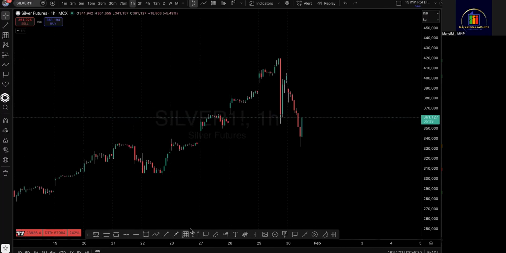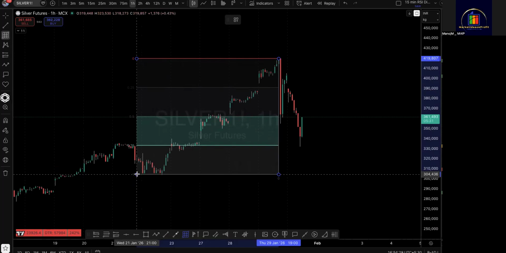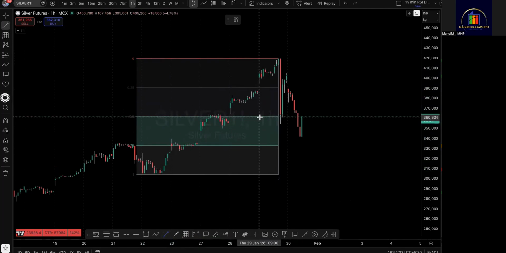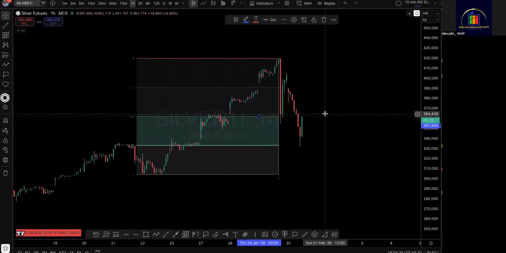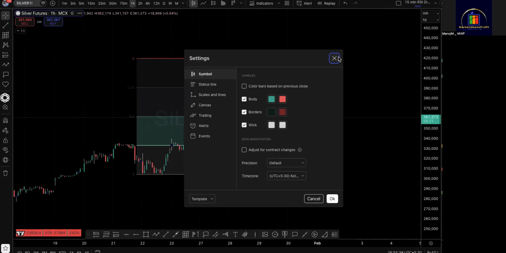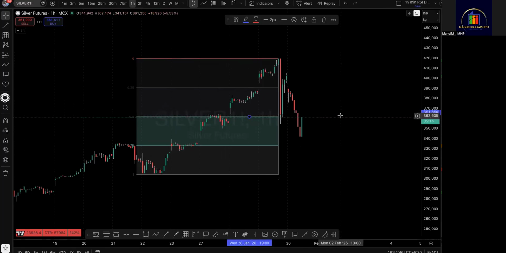So what I see here, the first thing that I will do is mark this as my swing high and this as my swing low. And what do I see here? I see that silver went below the 50% level. See, silver went below the 50% level. It went below the 50% level today. On the 1 hour chart, I can see that.